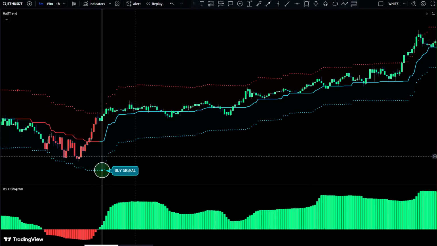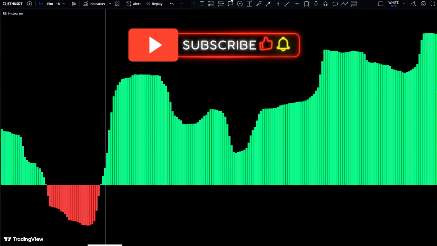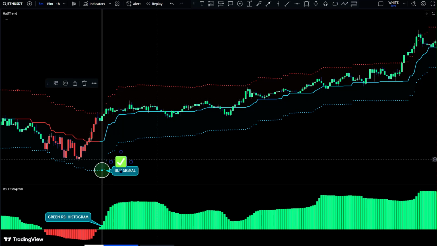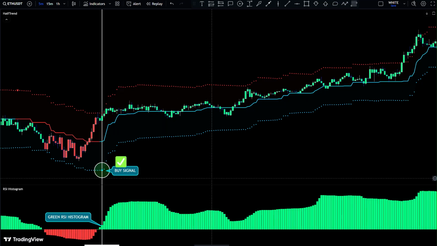But before we jump into that trade, we need confirmation from the RSI histogram. If the histogram is green, it means the market has bullish momentum, a great sign for a buy trade. With both indicators giving us the green light, it's time to open the buy trade.